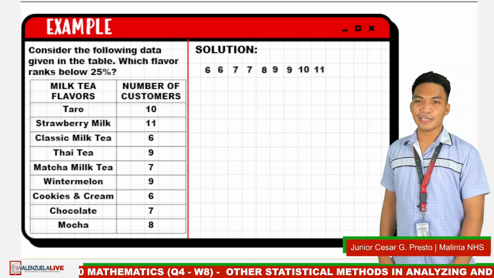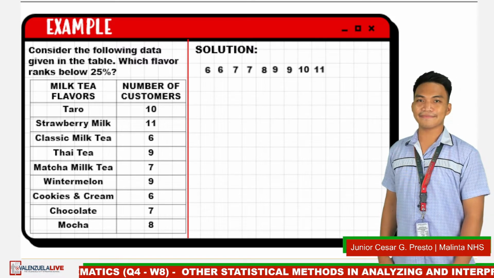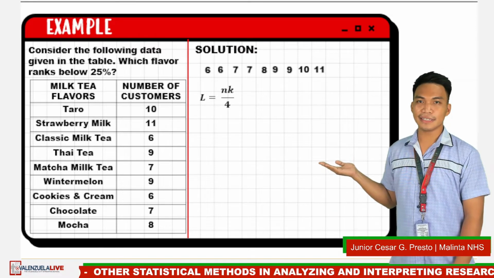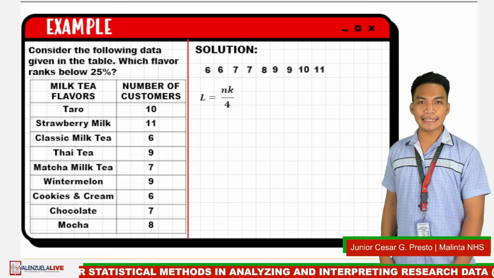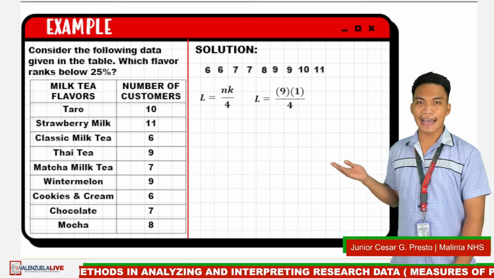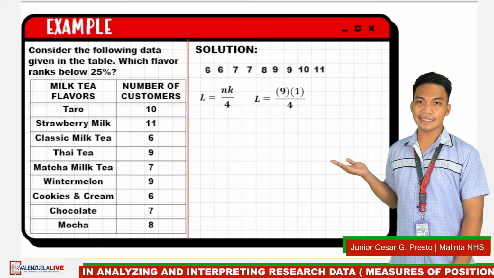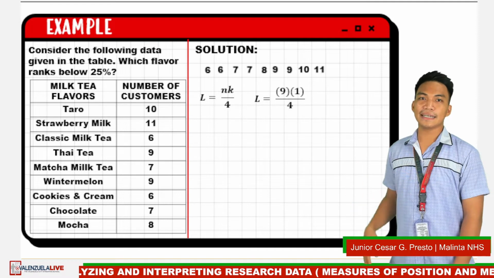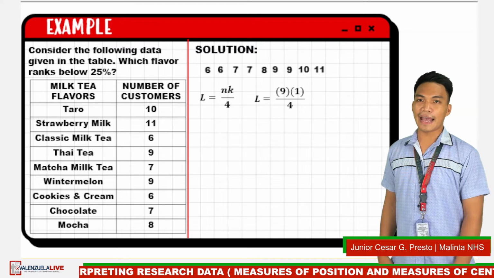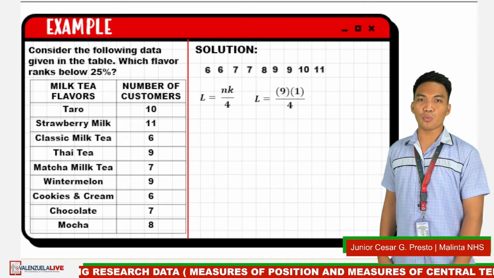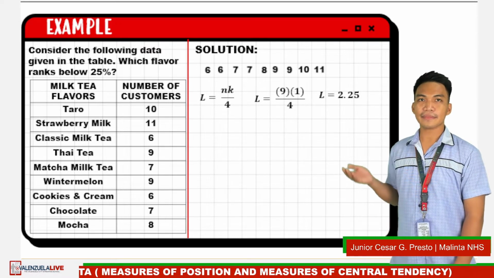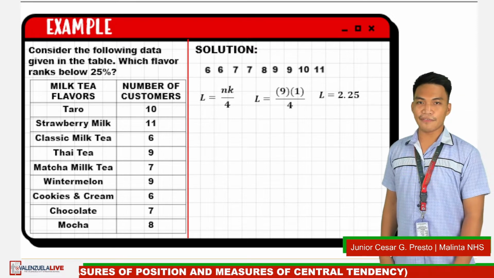Great! We are going to use the locator formula. L equals n times k over 4. Now, what is the value of our n and k? Exactly. Since our n is 9, the number of observations, and we know that 25% is the lower quartile or Q1, or also percentile 25, let us take the subscript 1 as our k. Simplifying this, we will obtain L equals 2.25.